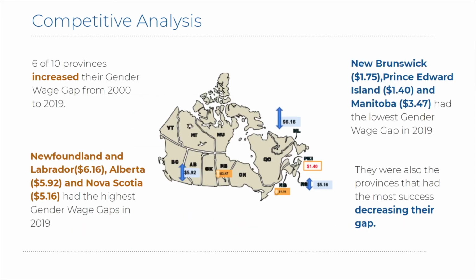The top provinces that were successful narrowing the gender wage gap were New Brunswick, Prince Edward Island, and Manitoba. They not only have the lowest gap between female and male in terms of wages hourly, they also were the best at decreasing their gap in the last 20 years. New Brunswick decreased their gender wage gap by $3.53, Prince Edward Island decreased by 86 cents, and Manitoba decreased the gap by 85 cents.